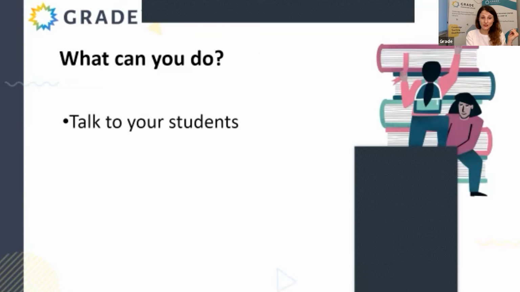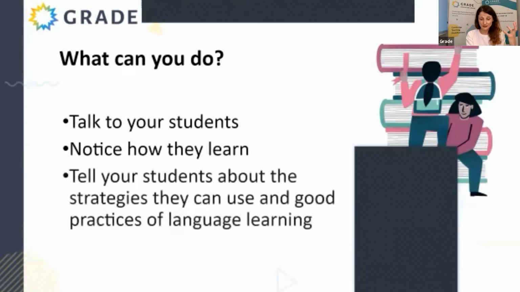So what can we do as teachers practically? We talk to our students at the beginning of the class, when they come in, ask them how they're doing, what they've been up to, tell them something about you, something you're not necessarily very private, but something that shows you from a human perspective. Notice how they learn, what they are struggling with. Notice, take notes.